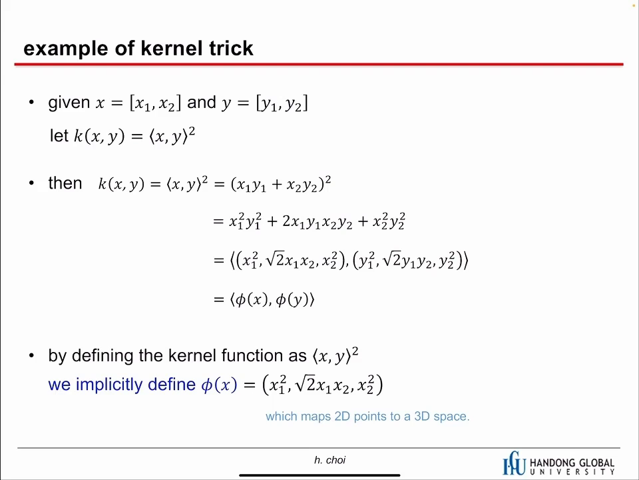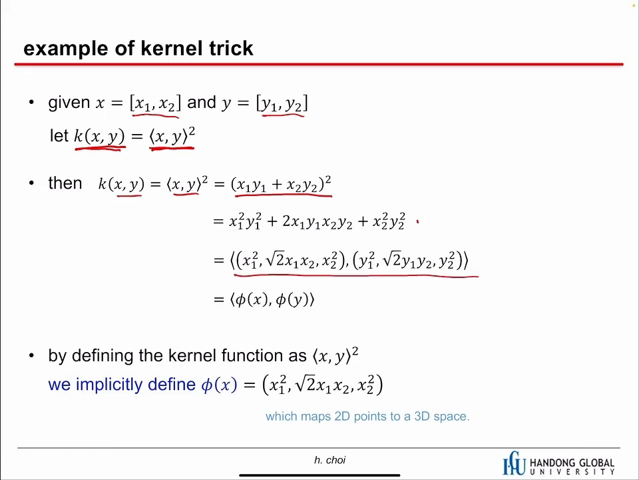To help you understand what this theory says, let me take some examples. Given two vectors x and y, let a kernel be the square of the inner product. So we just defined a kernel function. This is a binary function. Binary function means we get two inputs, and this one is a scalar. Then we can rewrite this kernel in this way, and then rearrange the terms, and then rearrange one more time.